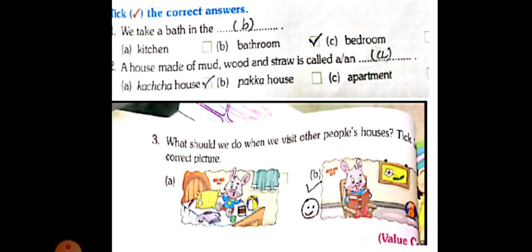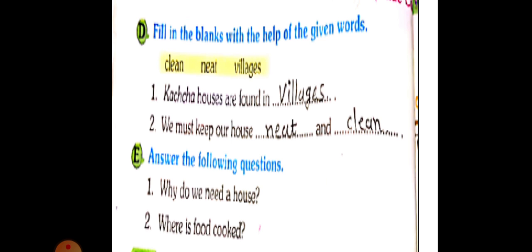You have to do the third number MCQ only in your textbook. A and B, you have to write the question and answer in your notebook, and in C exercise, that is 2 MCQs, the third one you have to do in your textbook. Now D exercise, fill in the blanks with the help of the given words. Options are given here, you have to write and fill up the blanks.